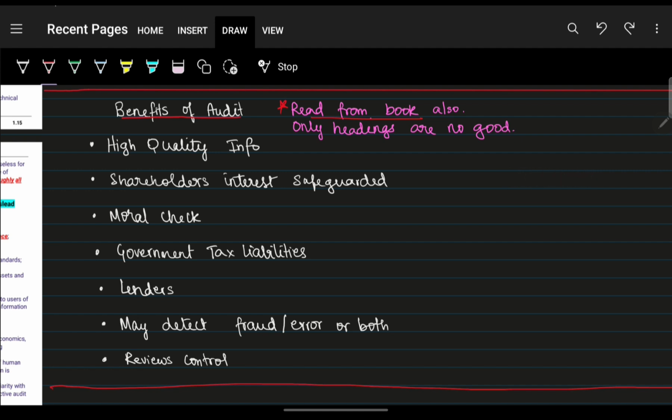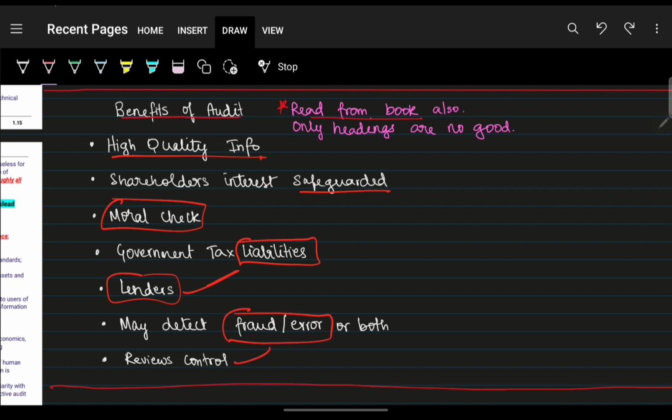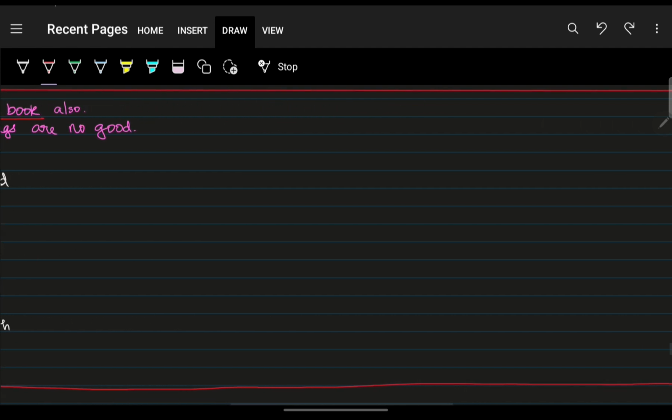So it's like our parents give us high quality information, right? And they safeguard our interest. So our parents safeguard our interest, they keep a moral check on us, right? And then they save us from any liabilities and lenders, right? But what do we do? We commit fraud and error, right? And they will put appropriate review controls on us, right? So we'll just go off the screen and we'll try to memorize that, right? So first, our parents will give us high quality information, right?